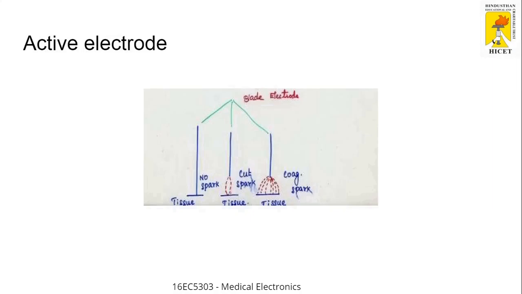And then next is bipolar. In bipolar you have two electrodes, and both electrodes are present side by side. So you don't have a fixed electrode as a reference electrode. Both electrodes are available side by side.